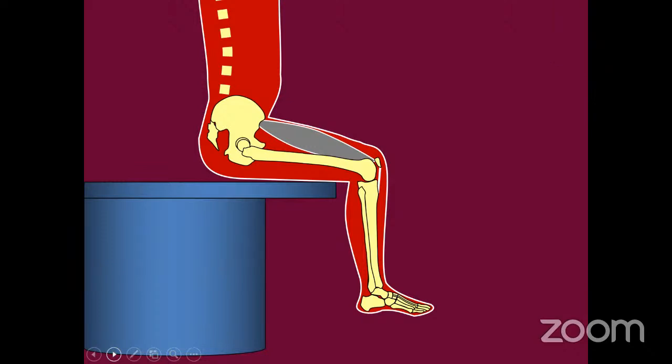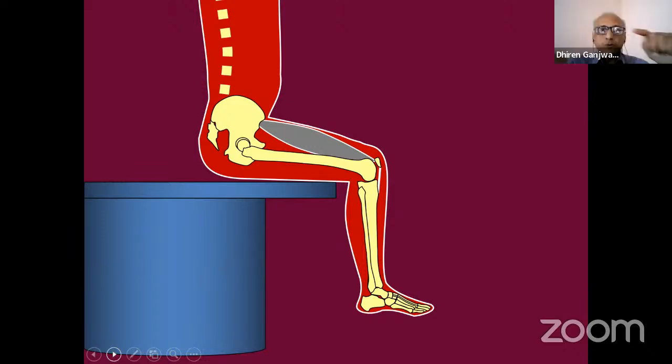Hip is in flexion. Hip should be in extension. Very good. So the correct answer is that the hip should not be in flexion. Why?